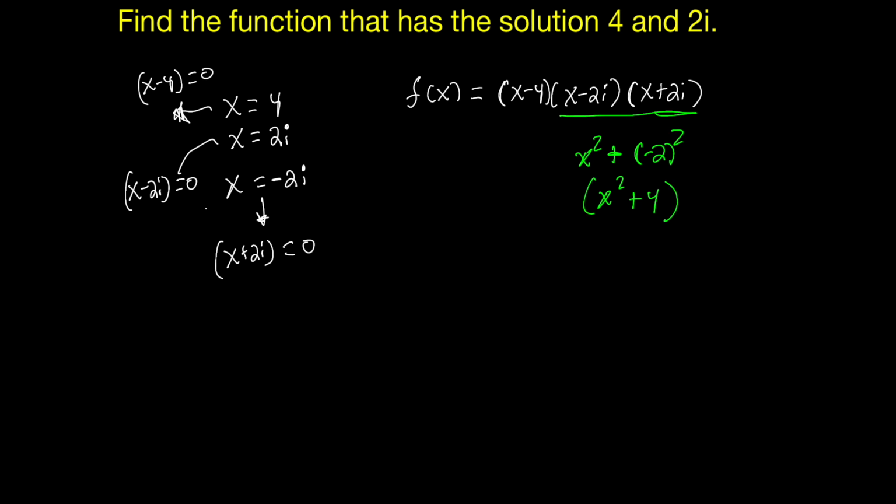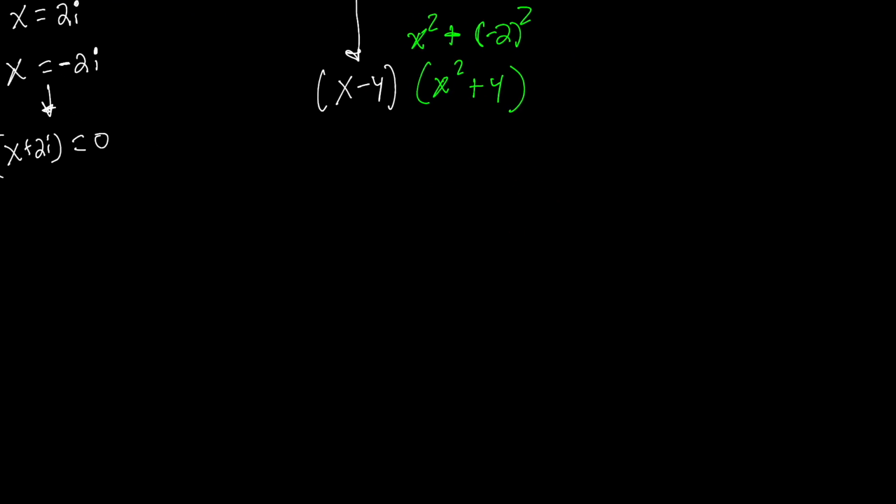I'm going to multiply this x squared plus 4 with this x minus 4. And there's a variety of ways in which I can do this, but I'm going to choose to do it by distribution. So here I'm going to get x and multiply it with x squared to give me x to the third. I'm going to get x and multiply it with 4 to get 4x. And now I'm going to grab the negative 4 and multiply it with x squared to get negative 4x squared. And I'm going to grab the negative 4, multiply it with the positive 4 to get negative 16.